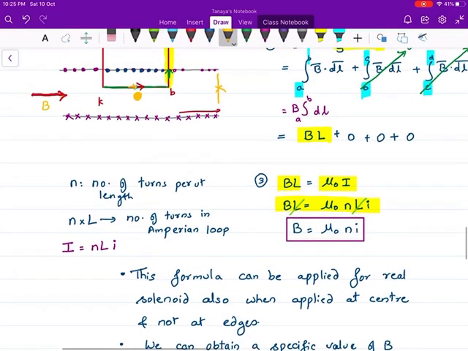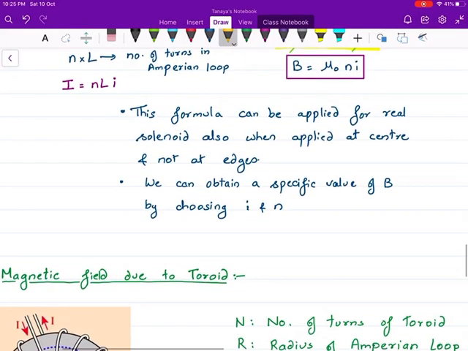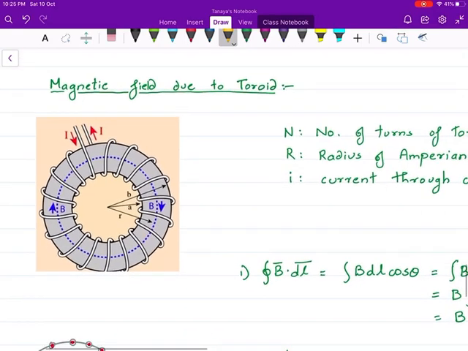So see, it just involves 3 steps. You just have to consider the Amperian loop and find out the integration of that dl and equate it to mu naught I. That's it, and you get the equation, right? So this is for solenoid. Now let's see for a toroid. What is a toroid? Toroid is something very similar to this solenoid. Only thing is, in solenoid these coils are kept straight.